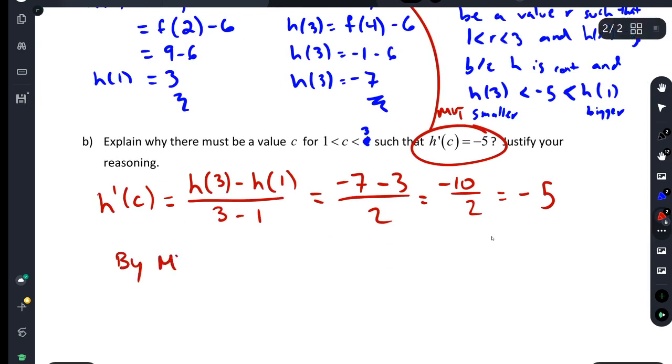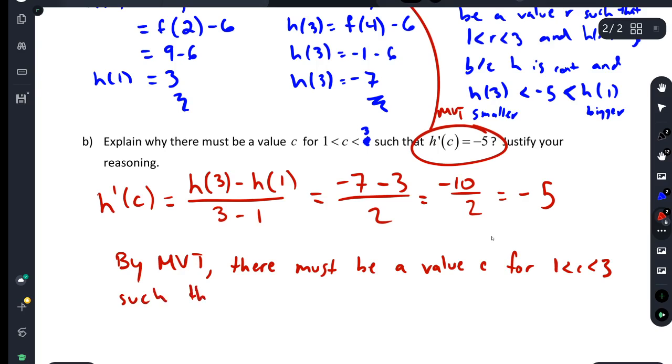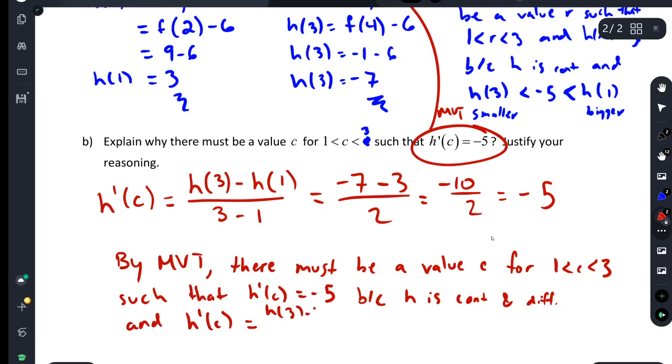by MVT, there must be a value c for 1 less than c less than 3, such that h prime of c equals negative 5, because, now for MVT I want to say because h is continuous and differentiable, and h prime of c equals h of 3 minus h of 1 over 3 minus 1, which equals negative 5. I'm just re-copying down what I wrote up there.